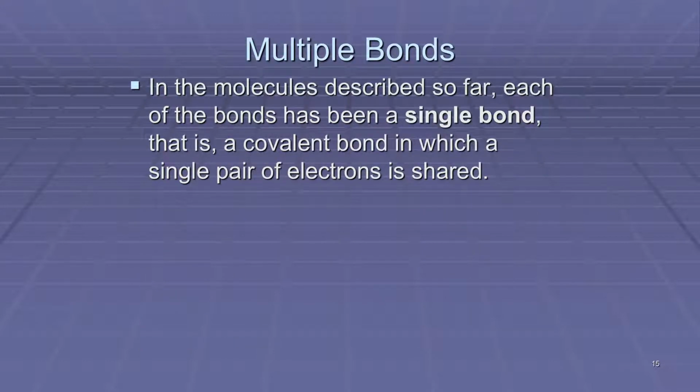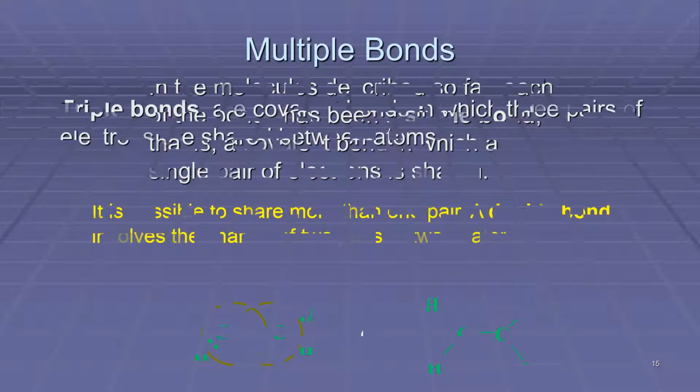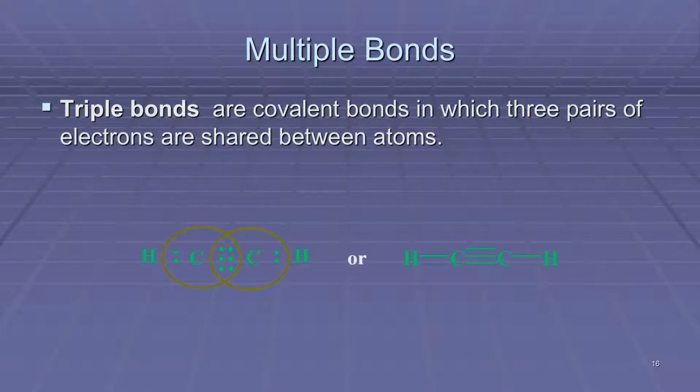Okay, we can actually have multiple bonds. So far, we've been talking about a single bond, which is just one pair of shared electrons. It's also possible to share more than one pair, and so a double bond, in fact, is where 2 atoms share 4 electrons. We can also have a triple bond where 2 atoms are sharing 6 electrons or 3 pairs. So a pair makes 1 bond, and we can have more than 1 bond.